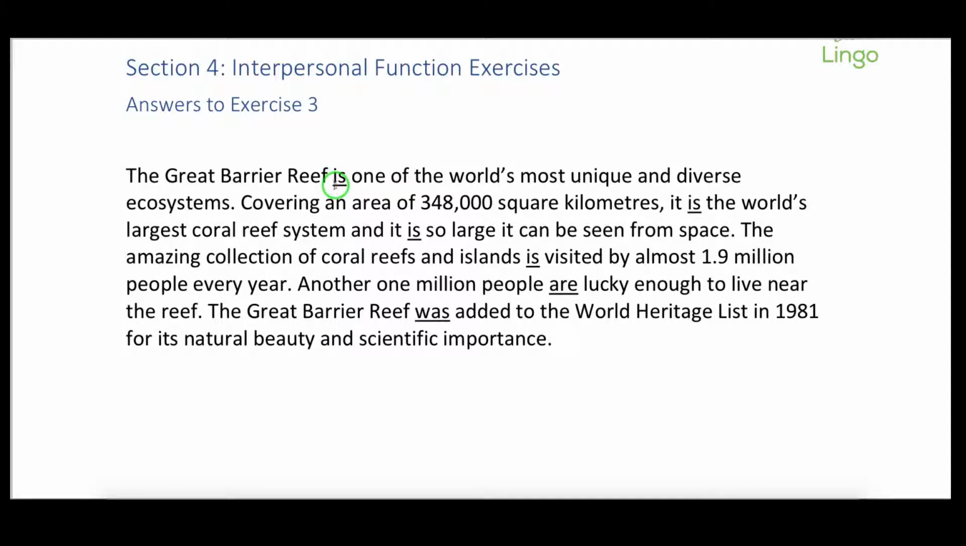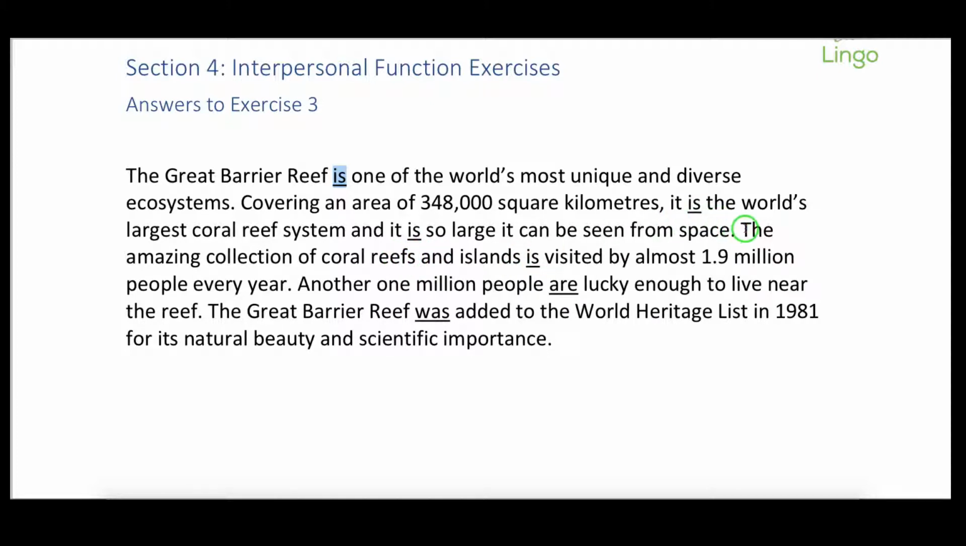So if we're talking about something that's generally true, let's use the present simple. So the Great Barrier Reef, is or are, well, it's got to be is, because Great Barrier Reef is like an it subject. So the Great Barrier Reef is one of the world's most unique and diverse ecosystems. It is the world's largest coral reef. It is so large.